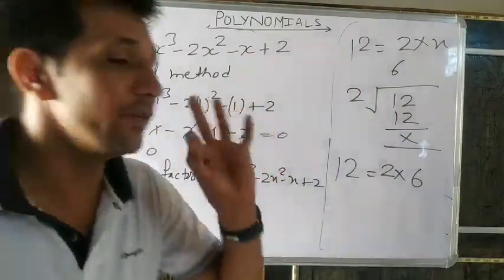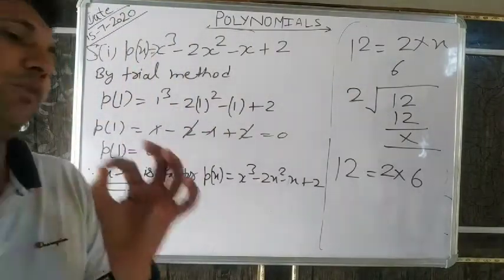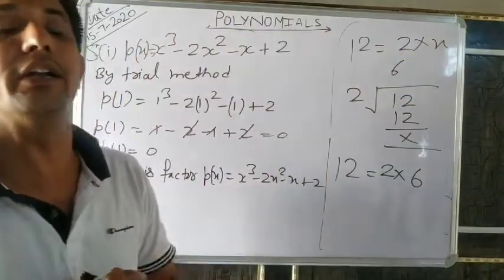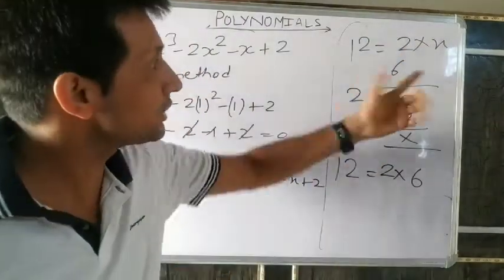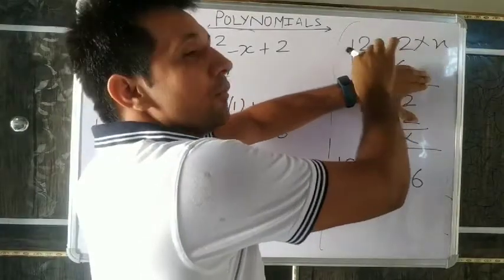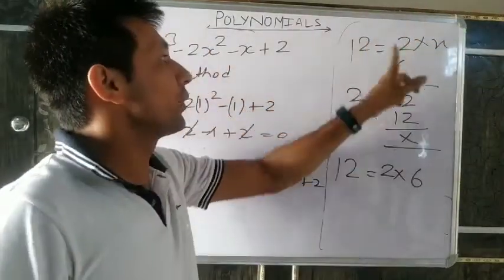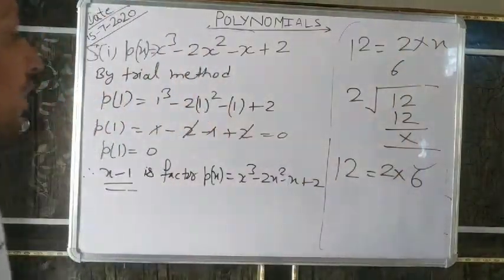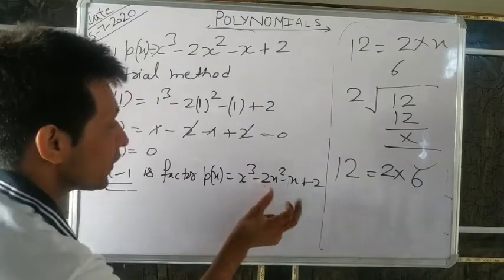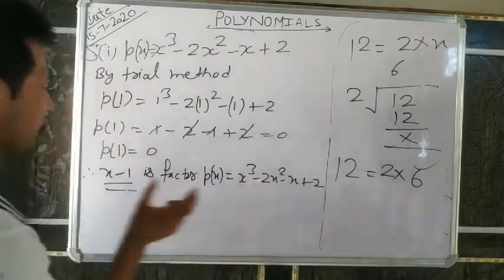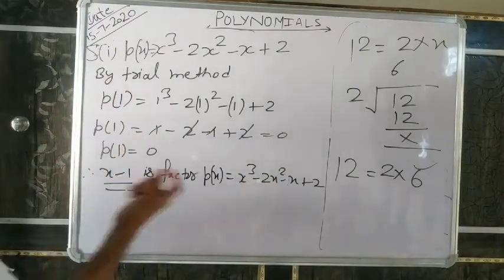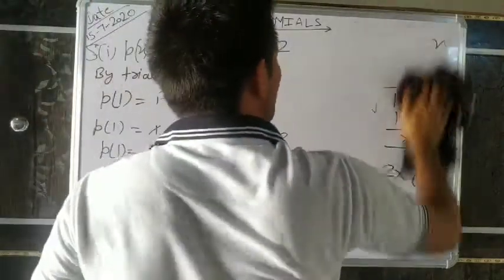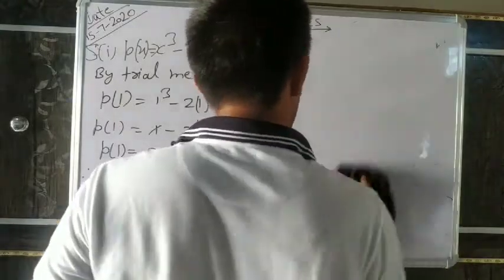So it means if we know any one factor of any polynomial, we can divide by it and find the other factor. Like here, 2 is a factor of 12 and the other factor is 6. So 12 divided by 2, and what is the other factor? 6. Understand? Easy or not? In the same way, if you want to find the factors of this polynomial, we will divide by its factor, x minus 1. So we will divide now.